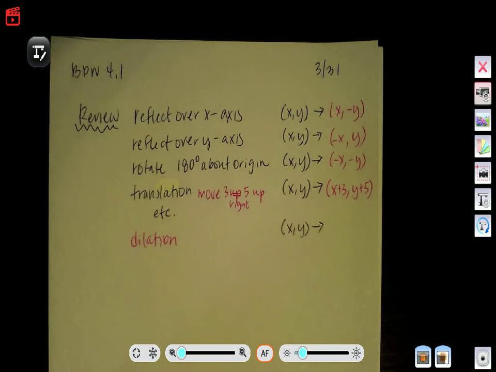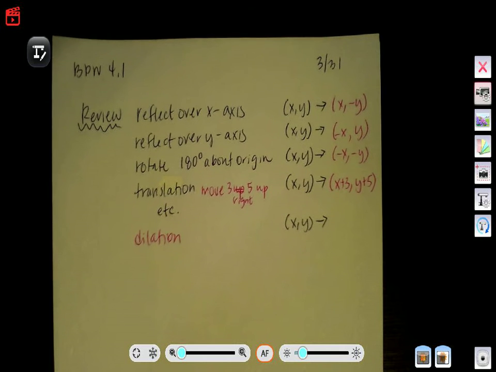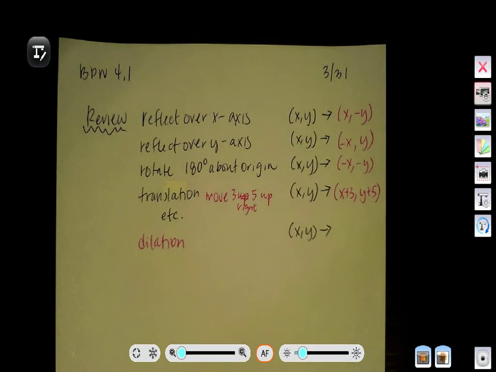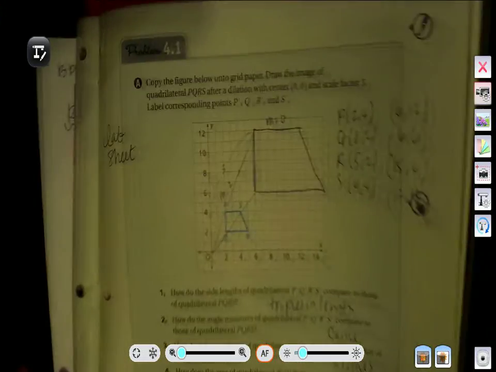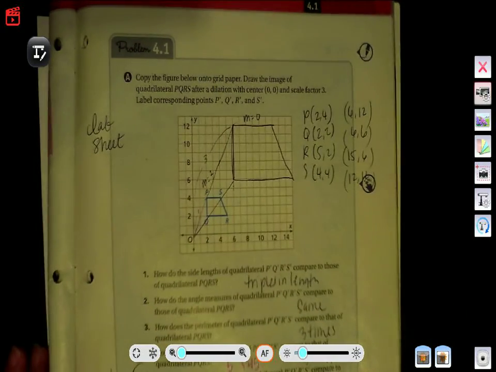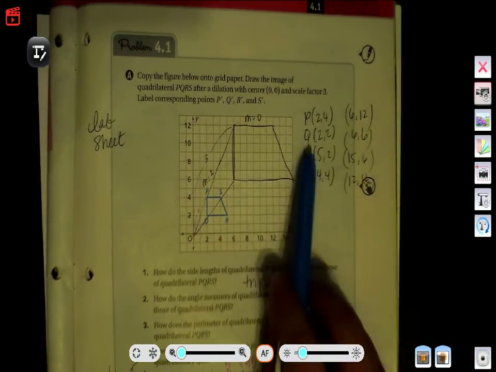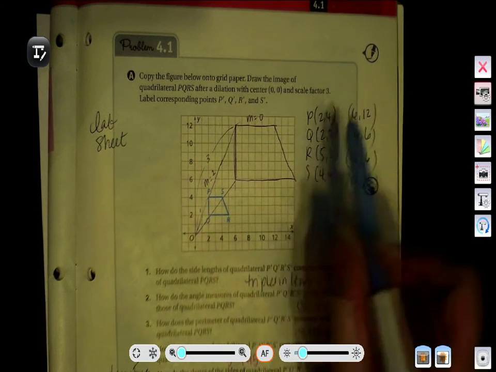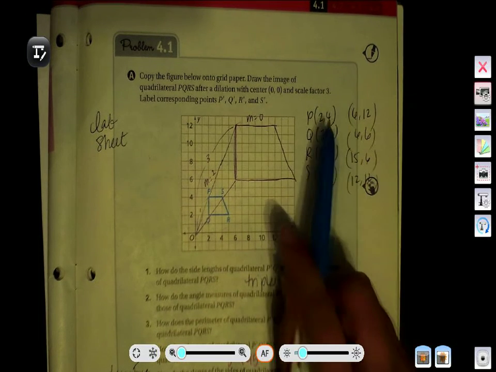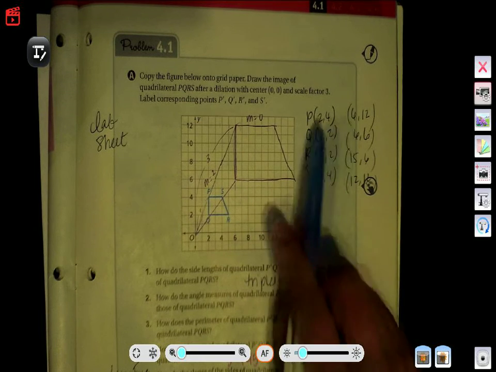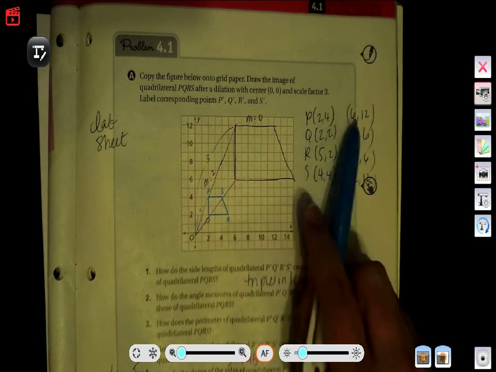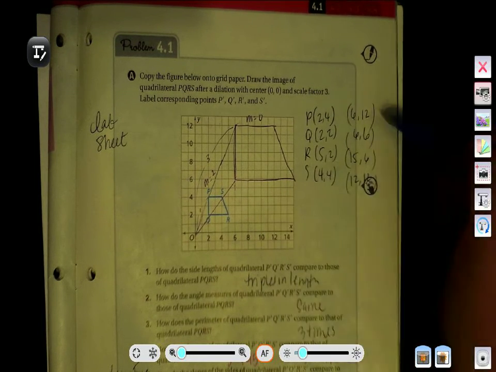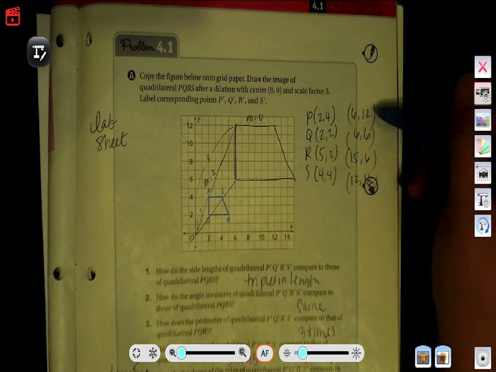Okay. So what we're learning today in lesson 4.1 is dilation. And like I said to you in the instructions, it's actually the same thing that you did with stretching and shrinking, but we're trying to learn how to write the rule for it. Okay. As far as your answer, here are your original coordinates, and since it has a scale factor of 3, you're going to multiply every single coordinate by 3. So 2 becomes a 6, 4 becomes a 12. So these are your new coordinates.